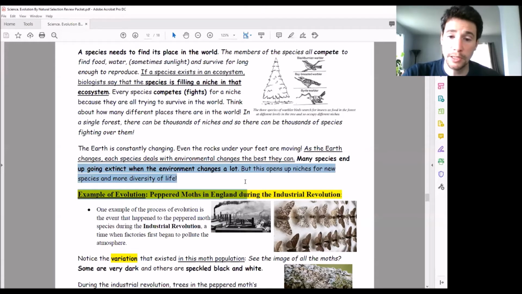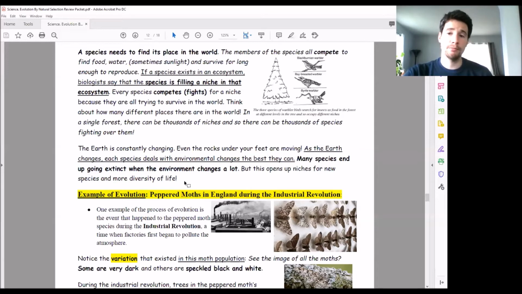But this opens up new niches, and then new species can come about. And this is how the dinosaurs ended up dying, and then the age of mammals came about, and that's why we exist here. Humans wouldn't exist if dinosaurs had continued to rule the earth, but a big change happened, and it killed a lot of the big dinosaurs, and that opened up a lot of new potential roles in the environment for things like mammals.